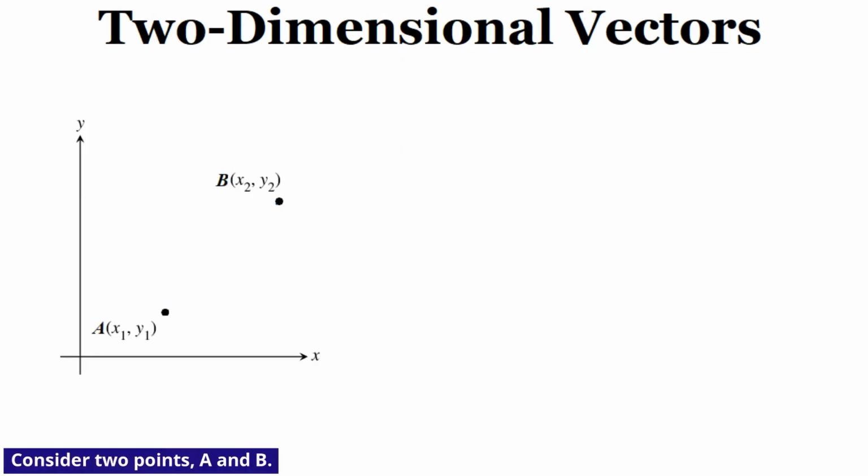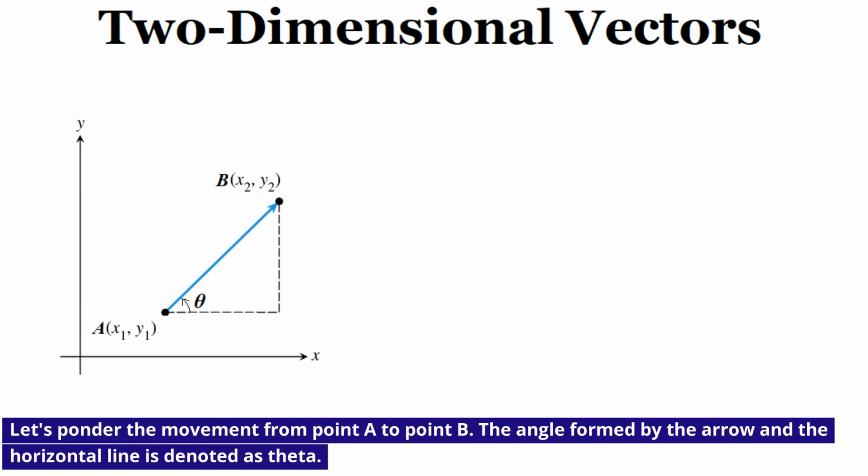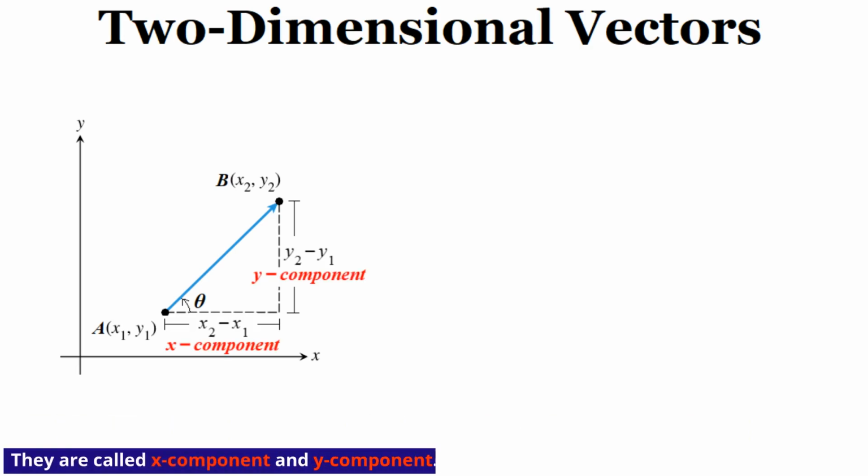Consider 2 points, A and B. Let's ponder the movement from point A to point B. The angle formed by the arrow and the horizontal line is denoted as theta. The horizontal and vertical differences are labeled as x2 minus x1 and y2 minus y1 respectively. They are called x component and y component.